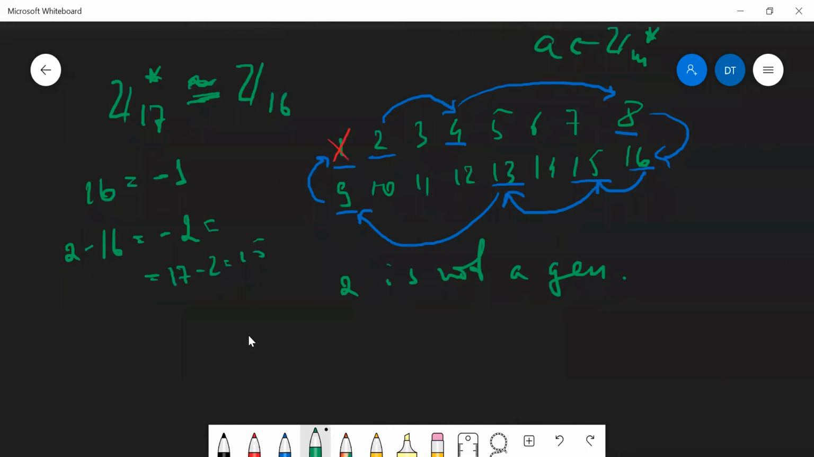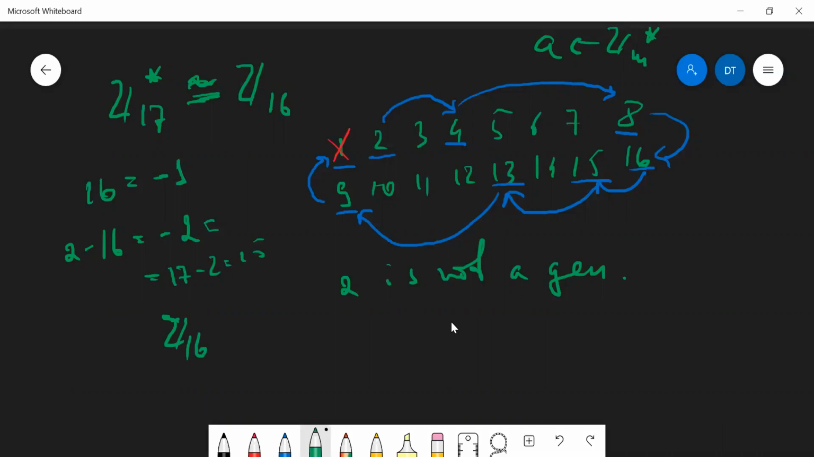So, do you have any questions by now? No. Okay. But now I claim that all other elements are actually generators. How do we know that? Well, we know that our group, Z17 star, must be isomorphic to Z16. But how many generators are there in Z16?